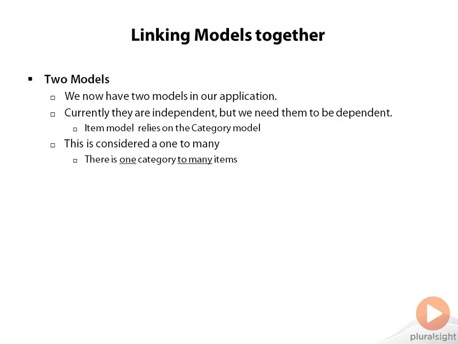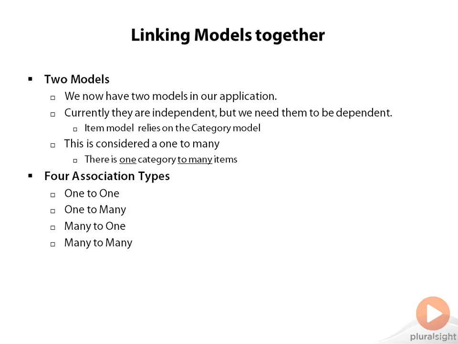In this case, the item model relies on the category model. This is considered a one-to-many. There is one category to many items. In CakePHP, there are 4 association types: one-to-one, one-to-many, many-to-one, and many-to-many.